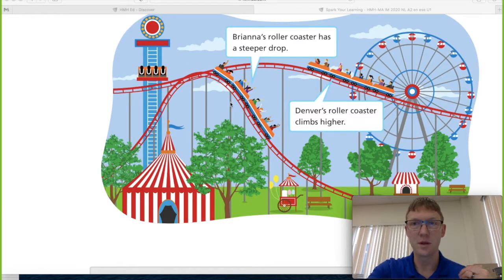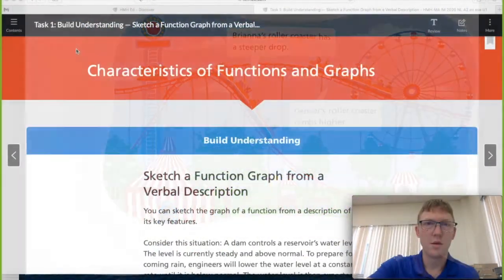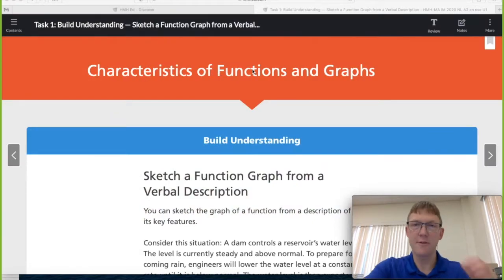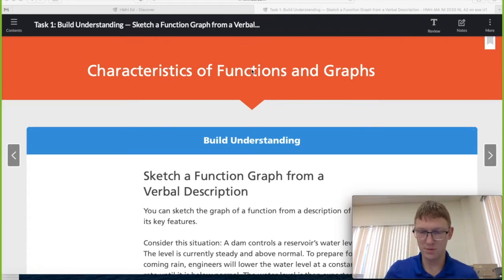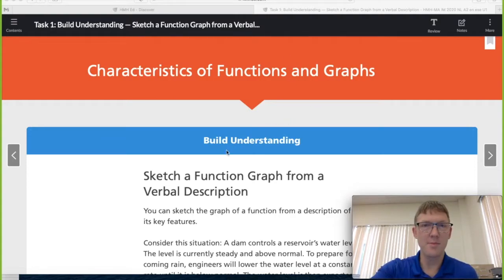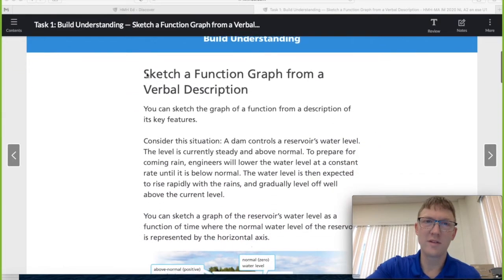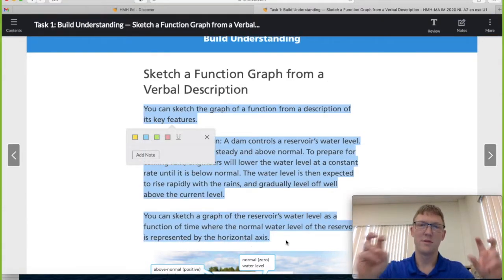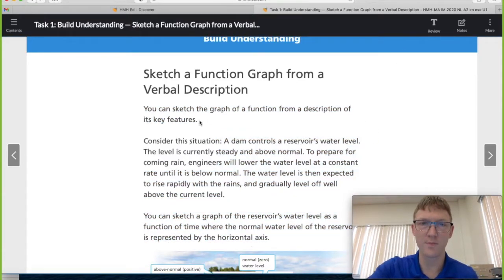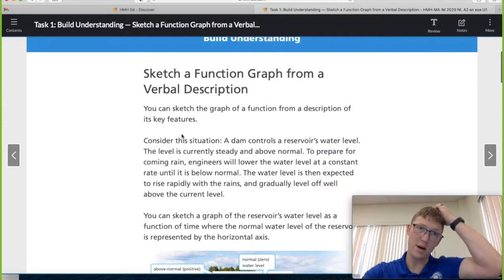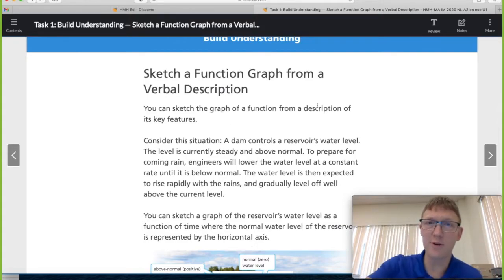So let's get started. This section is about characteristics of functions and graphs. Basically, it's an introduction, and there's going to be a little bit of vocabulary in this section. So hang on tight. But anyway, this says sketch a function graph from a verbal description. So here is a real world situation, kind of, sort of, and it wants us to draw a graph about it. You can sketch a graph of a function from a description of its key features.